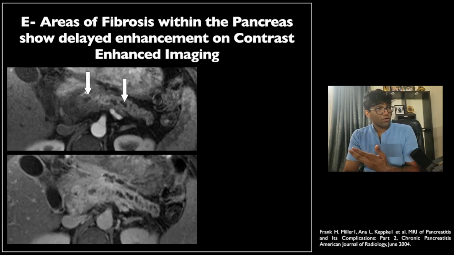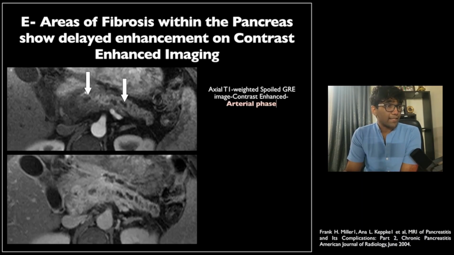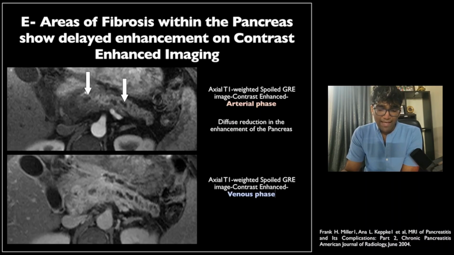Now coming to contrast enhanced imaging. On contrast enhanced imaging, because there is fibrosis in the parenchyma of the pancreas, there is a delay in contrast enhancement. In the image on top, we have an axial T1 weighted spoiled gradient recalled echo image, which on contrast enhancement is showing decreased enhancement in the arterial phase, that is, a diffuse reduction in the enhancement of the parenchyma of the pancreas.